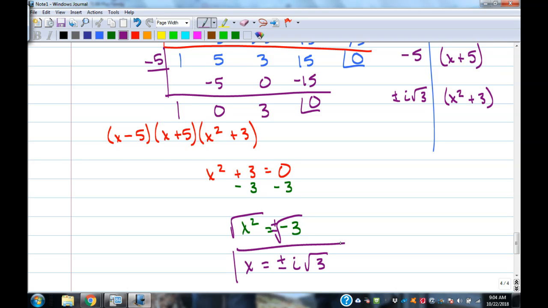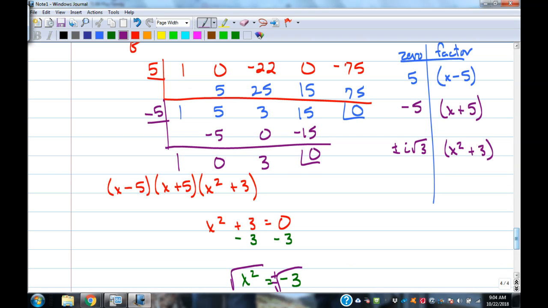So we get +5, -5, positive i radical 3, negative i radical 3. How many is that? 4. What's the highest exponent? 4. 4 zeros. The highest exponent in the problem was 4. That goes together. It's called the degree of the polynomial. It should match the number of zeros we've got.